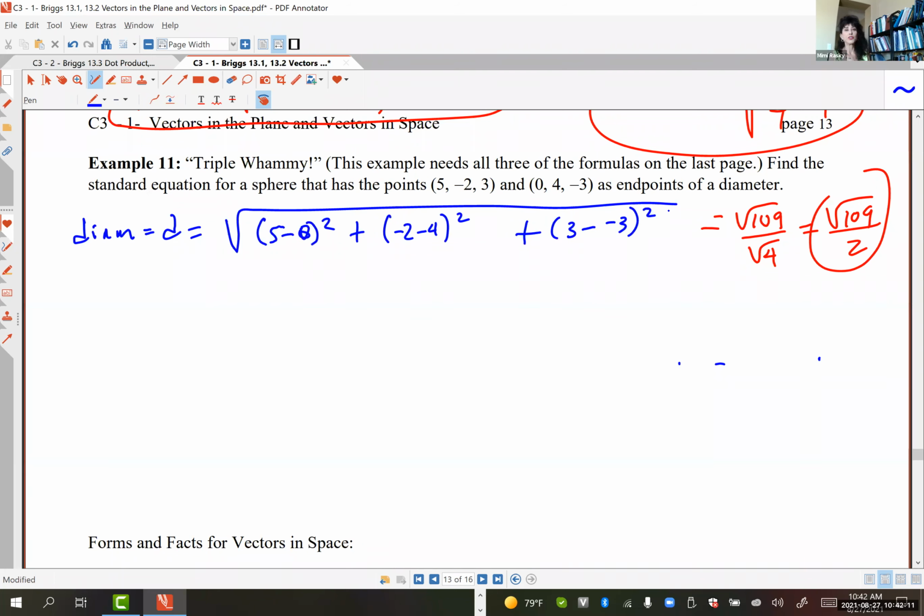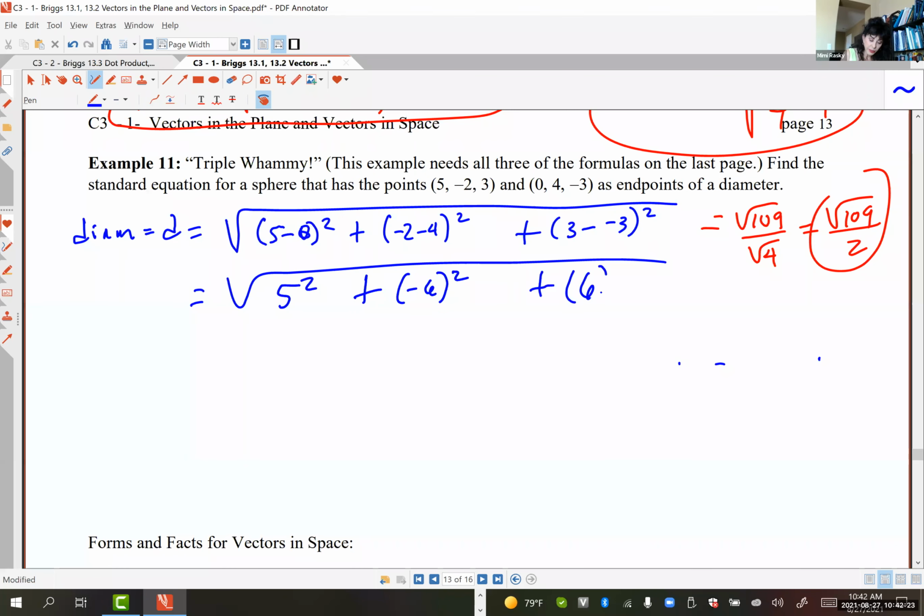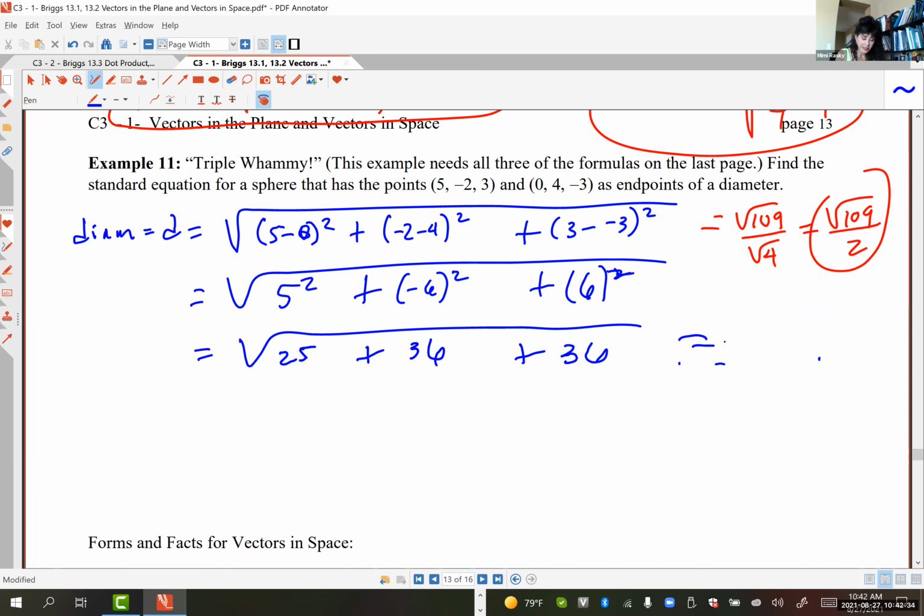Uh-oh, there's a lot of minuses running around. That means there's an opportunity for silly mistakes. Let's hope we don't make any. Yikes. Square root of 5 squared plus -6 squared plus 3 minus a minus 3 is really 3 plus 3. And don't forget, when you square a negative, it's the same as squaring the positive. And then what the heck is 25 plus 36 plus 36? So my diameter is square root of 97.